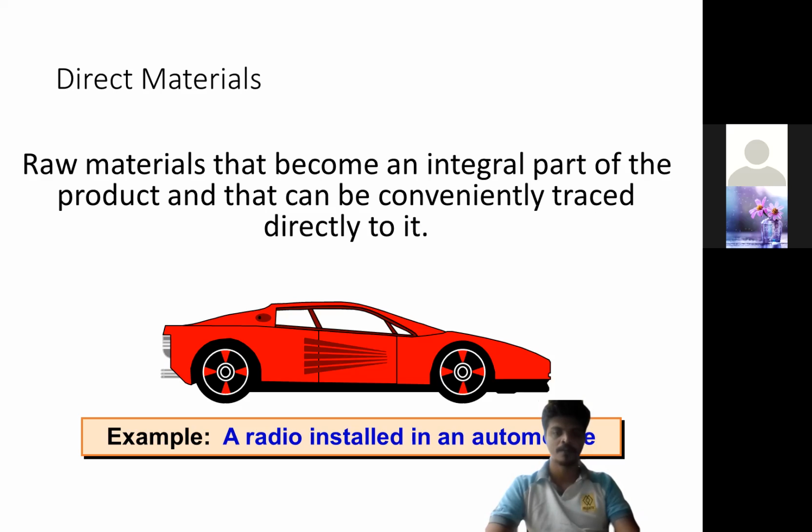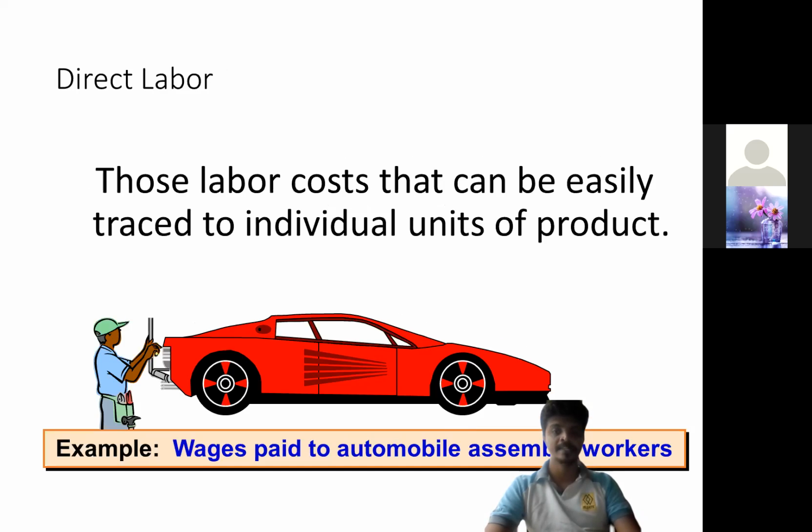Okay, then direct labor in the sense we can say those labor costs that can be easily traced to individual units of product. Labor cost in the sense, the cost which needs to be incurred to obtain physical or mental contributions from the people.